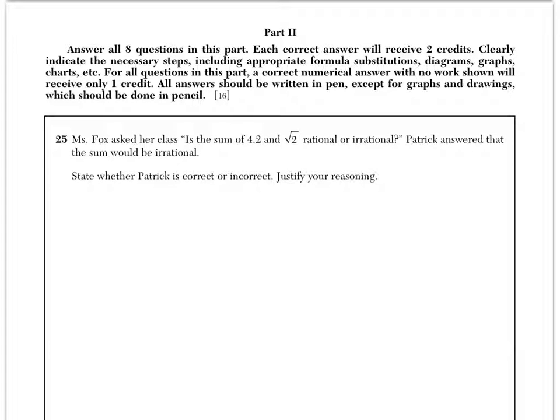Question 25 is testing your knowledge of if you know a number is rational or irrational. So in this question, it's asking you if the sum of 4.2, 4 and 2 tenths, and the square root of 2 is rational or irrational. And Patrick answered irrational. So the first thing that you need to say is whether or not Patrick is correct or incorrect.